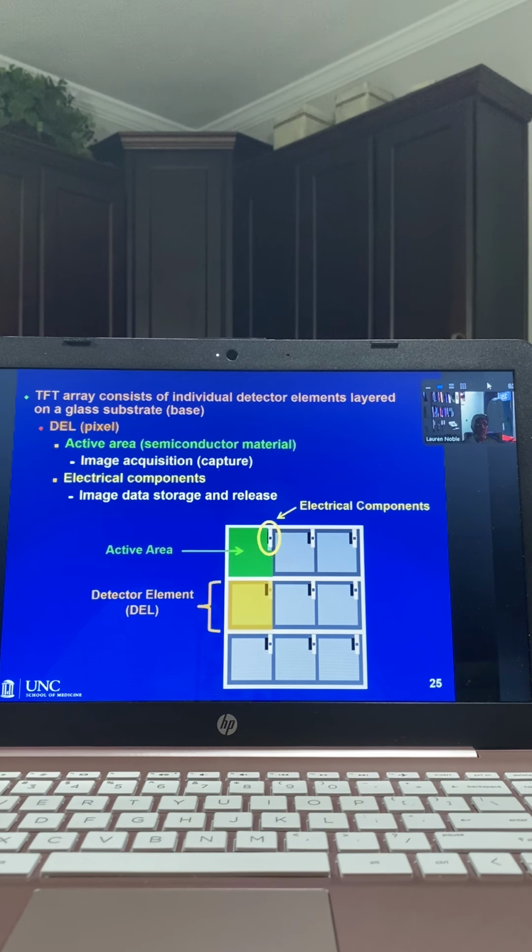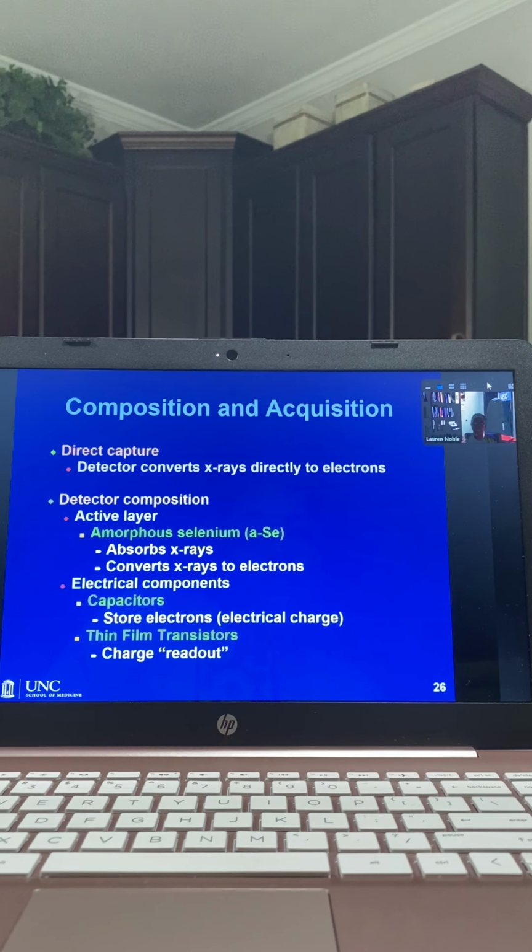Okay. So, I told you all there are two types of flat panel detectors. We have indirect and we have direct. The first one that we'll look at is direct. If it's direct, remember, X-rays get converted directly to electrons, so there's no light in the process. In terms of the composition of the DEL, as far as the active layer is concerned, the DEL is made of amorphous selenium. And you do need to know how to spell amorphous selenium.